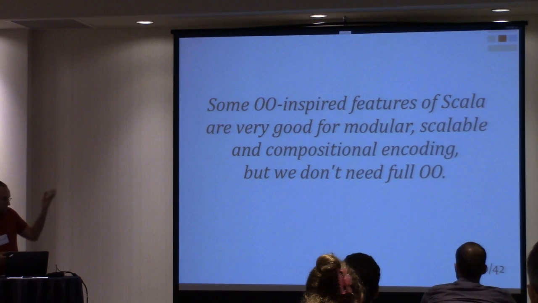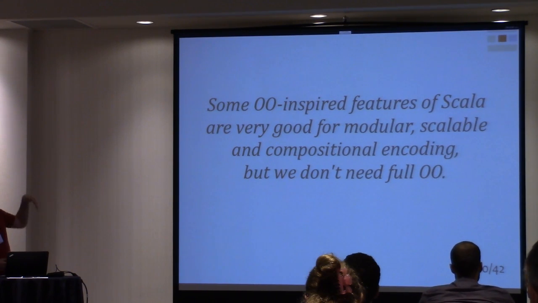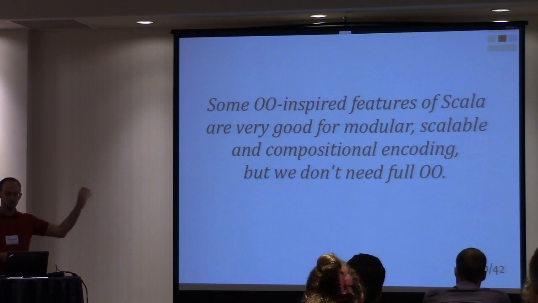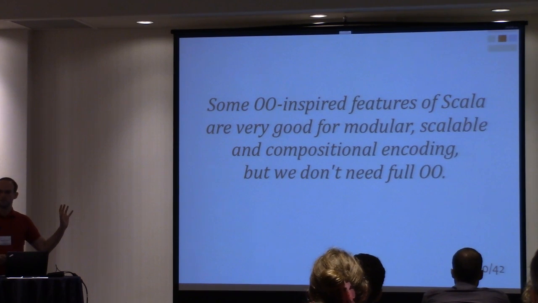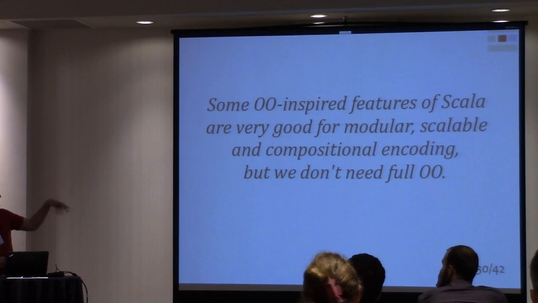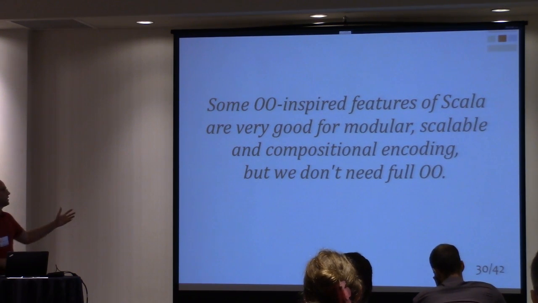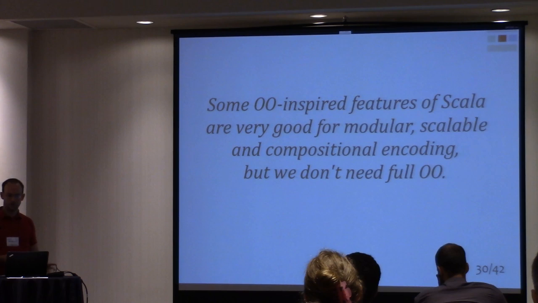So what I took away from this is that some of the OO-inspired features of Scala are very good for modular, scalable, and compositional encoding, but we don't actually need full object orientation. So we don't use any implicit self-recursion. We don't use any side effects ever. So there are things in Scala which we don't care about at all.